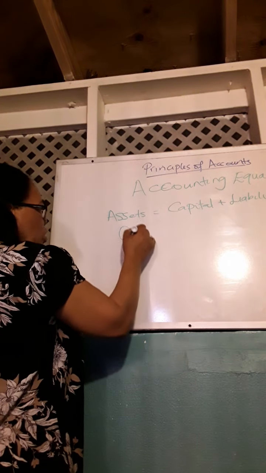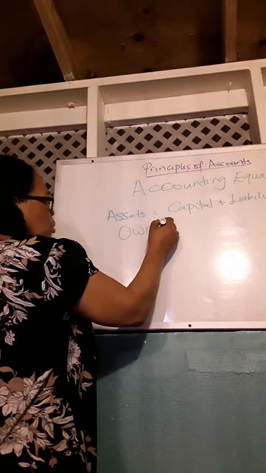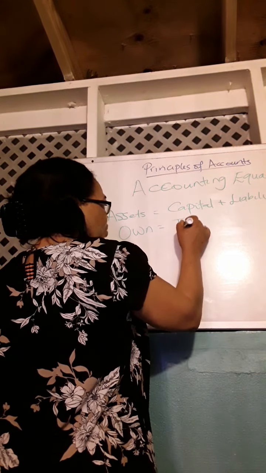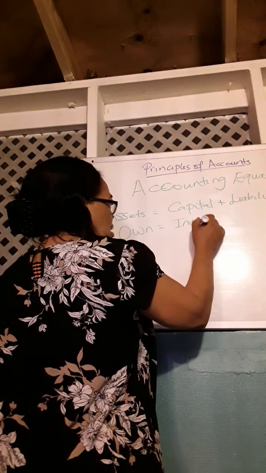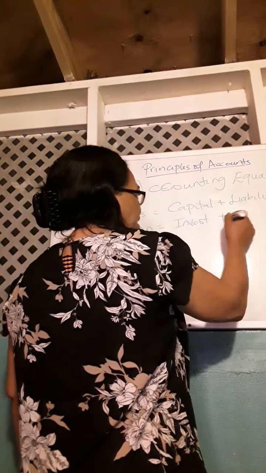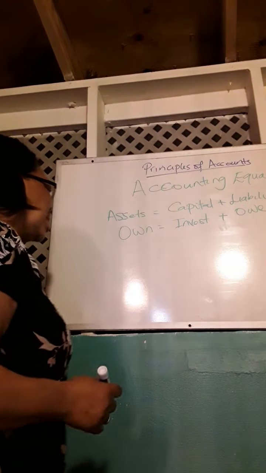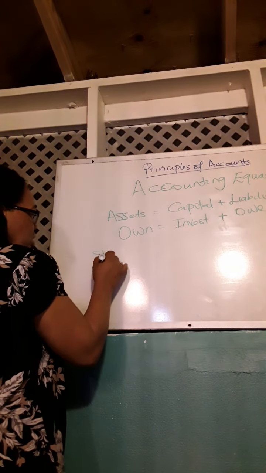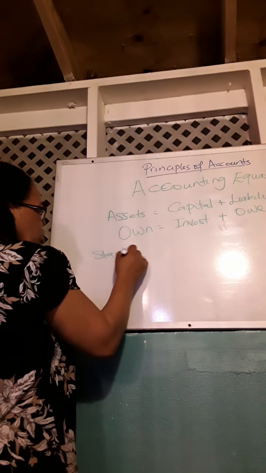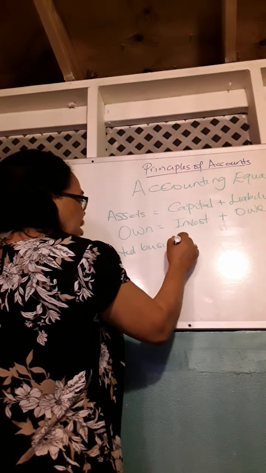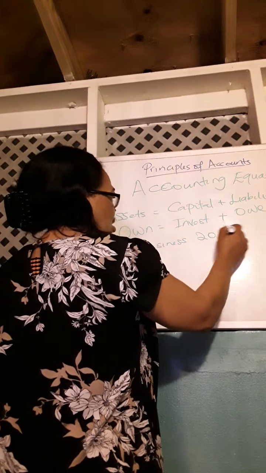Now what does that mean? Asset is what I own, and that is going to be equal to my capital. Capital is what I invest, and my liability is what I owe. So let's say I started the business with $20,000 cash.